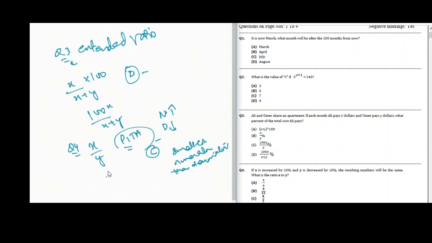Okay. So 3 is increased by 10%. It is 3 over 4. So this one multiplied by 110, this multiplied by 90%. You are ending up with a value: 3 times 11 is 33, and the value that is coming at the bottom is 36. So it is 11 over 12. The resulting number is not the same value. It should be in the same ratio.